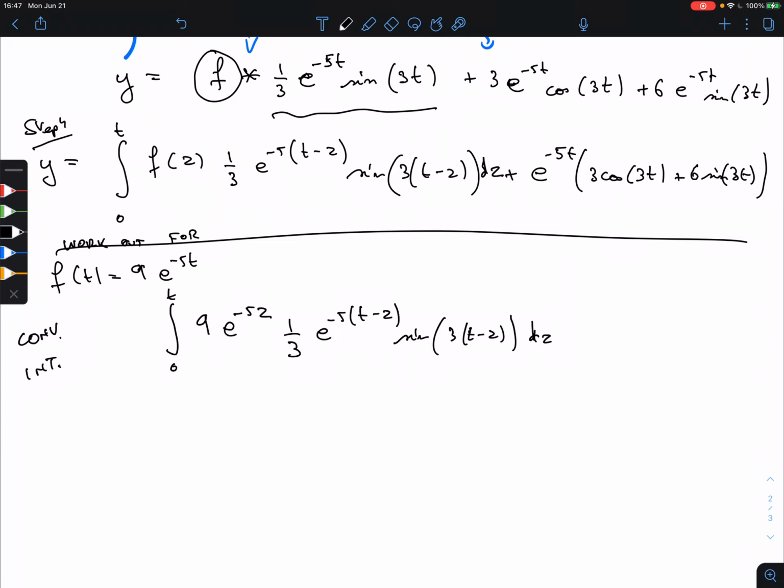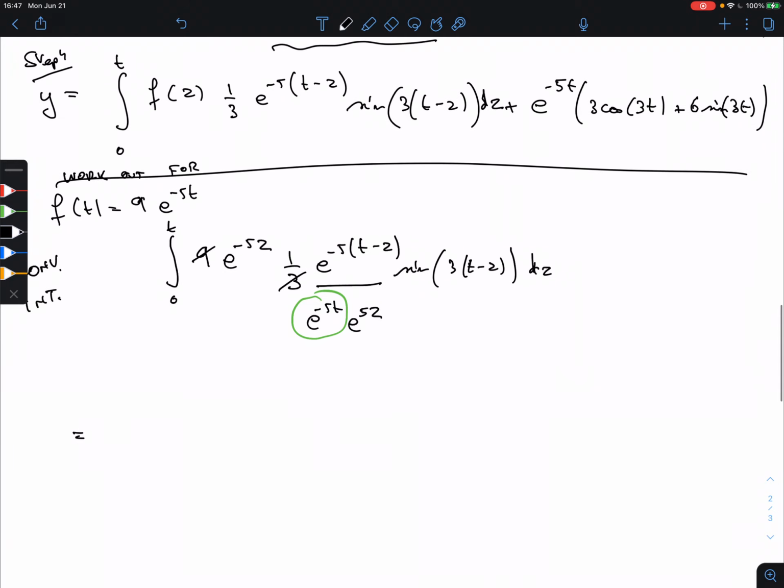Okay. So we can simplify, of course. The 9 with the 1/3 becomes a 3. And then this one splits as e to the minus 5t times e to the 5z, right? And see how nice it was? Actually, two things. First of all, this is a constant, because it depends only on t, so I can bring this out. Let me give myself a little bit more space here.